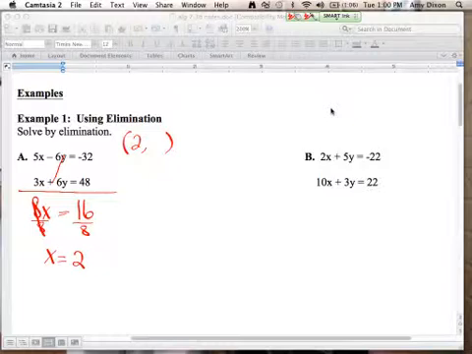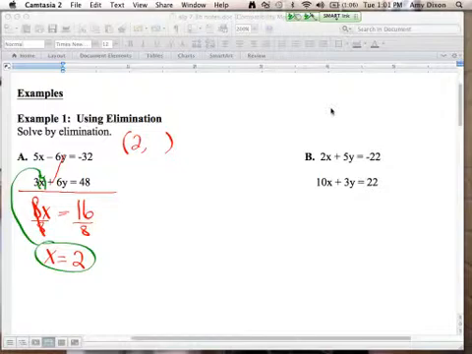So we're going to go back, and it's kind of like the same step as substitution. Once we found one variable, we were able to plug back into one of the equations. So we're going to take this x equals 2 and plug it in. Top or bottom equation? Bottom. We'll plug it in right there. Either way, it doesn't matter.